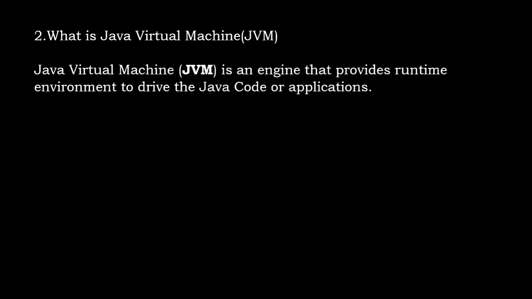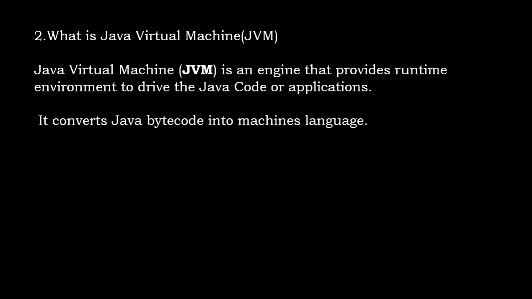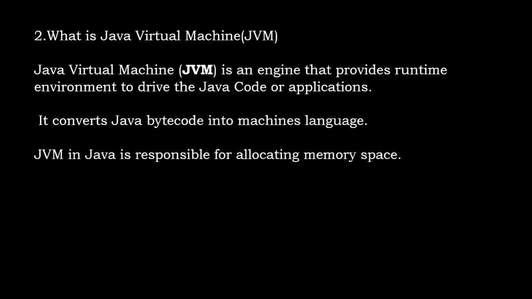And the second question is, what is Java Virtual Machine? Java Virtual Machine or the JVM is an engine that provides runtime environment to drive the Java code or application. It converts Java bytecode into machine language. JVM in Java is responsible for allocating the memory space as well.